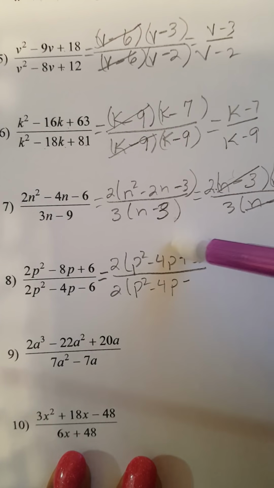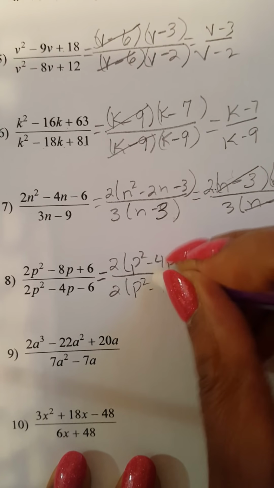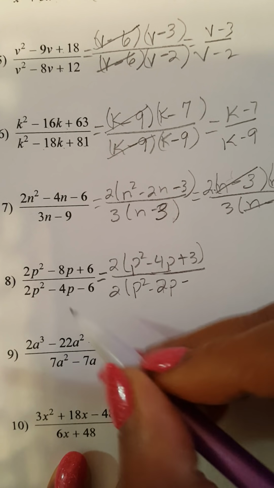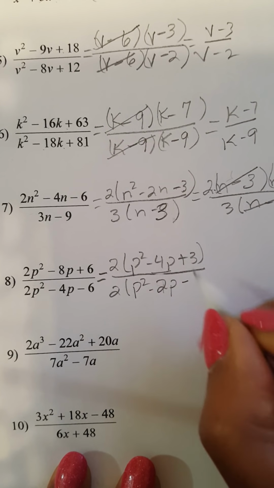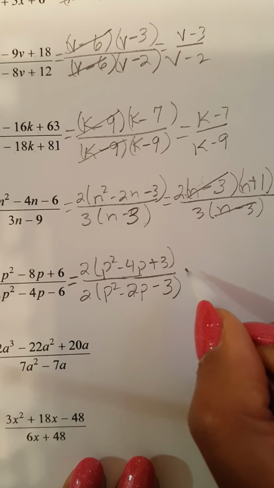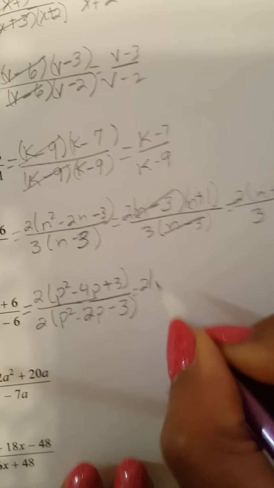Minus, that's not minus 4p, another mistake. Take out a 2, that's 2p. And then take out a 2 from the 6 is a 3. Okay. And then we can factor again.